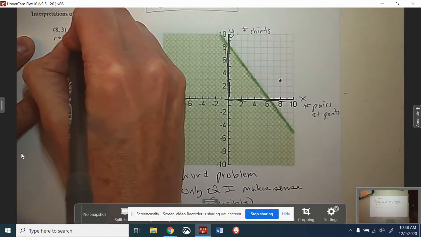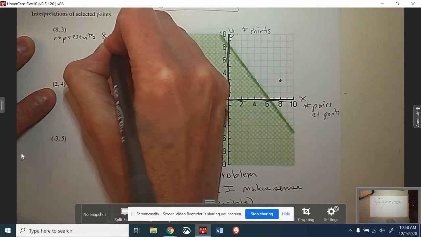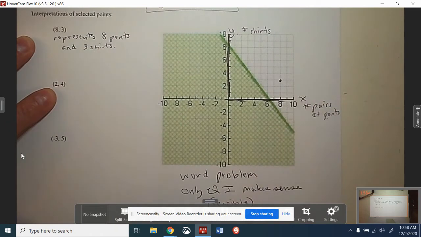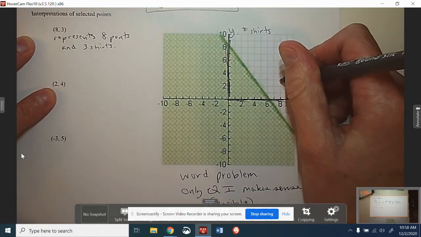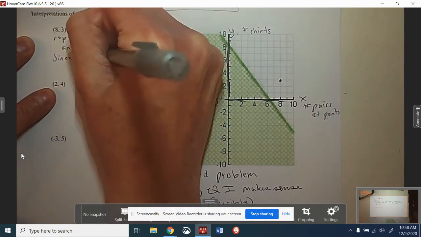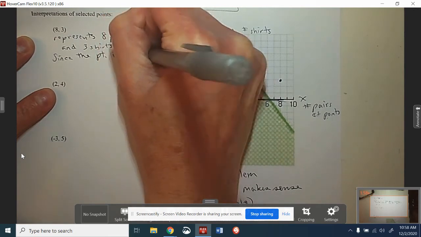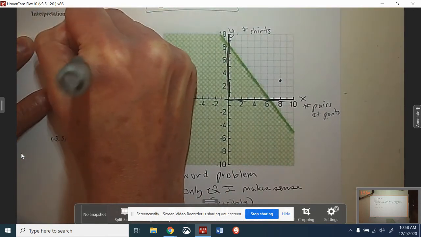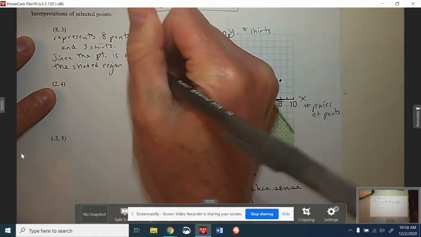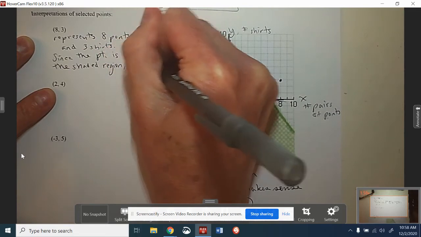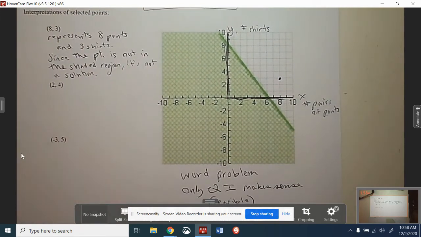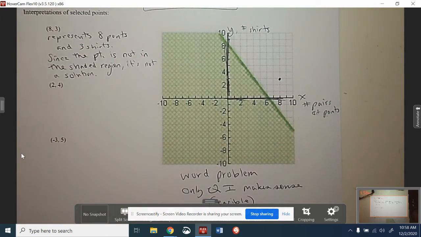Okay, so this represents 8 pairs of pants and 3 shirts. Since the point is not in the shaded region, it means we can't afford it. So because it's not in the shaded region, it's not a solution. We can't afford it. And let me grab another piece of paper and we can discuss why we can't afford that.